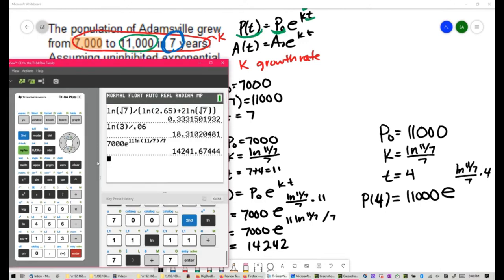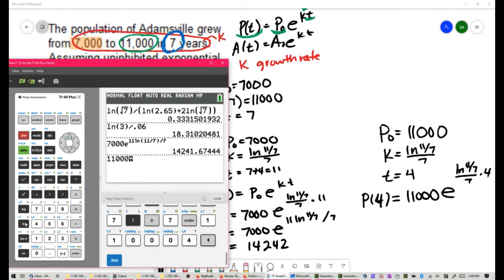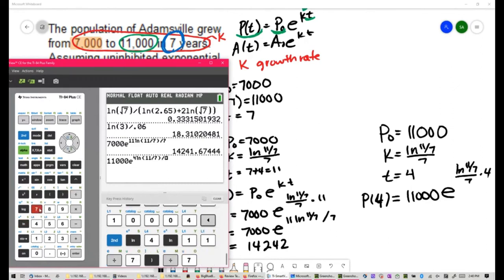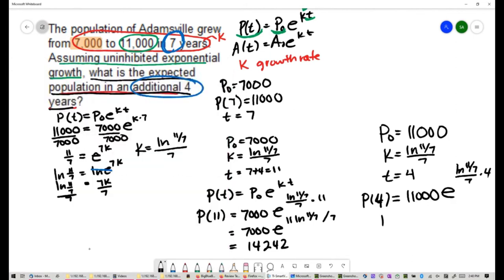Hopefully we do. 11,000, I'll do the 4 first. Oops, I need the e. e to the 4 natural log of 11 over 7, over 7. And we get the same answer, 14,242.